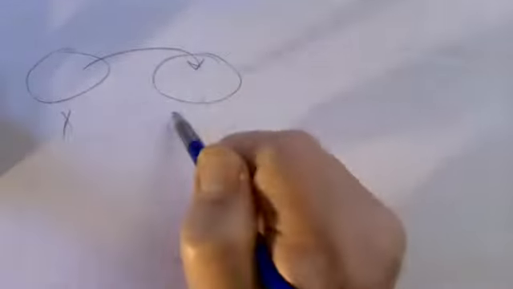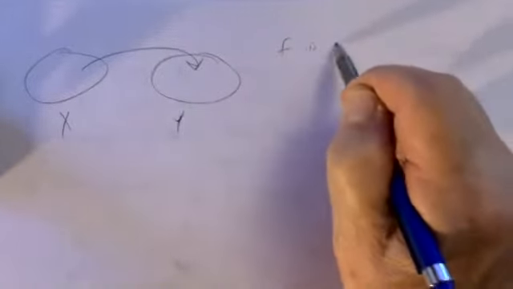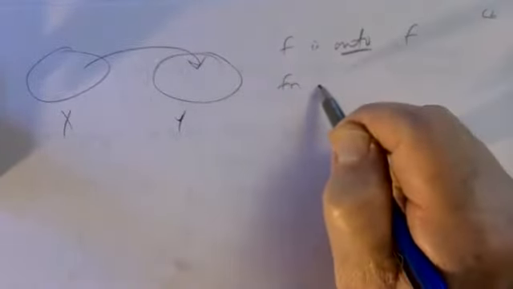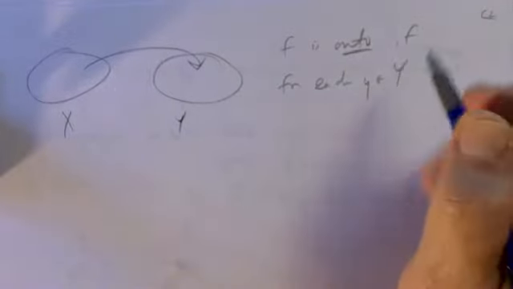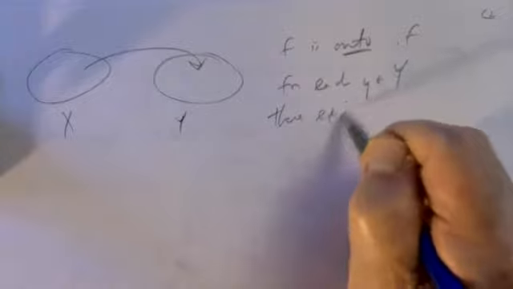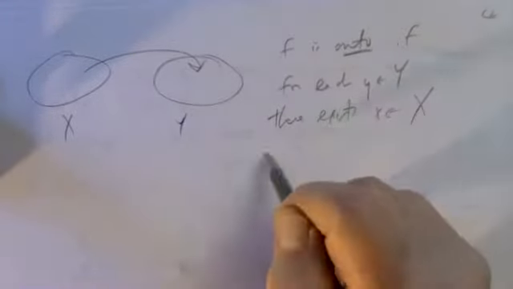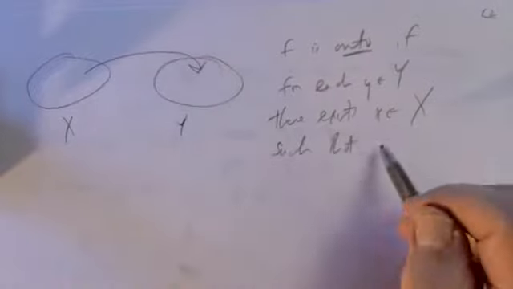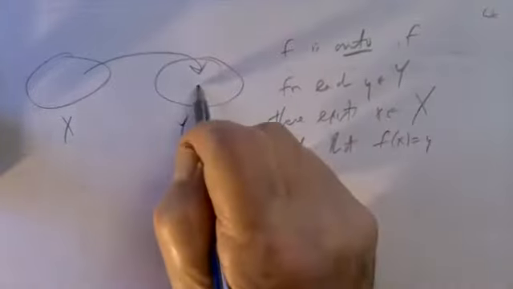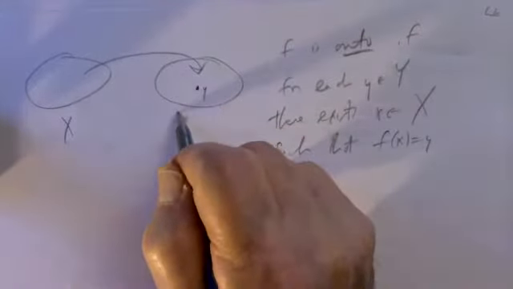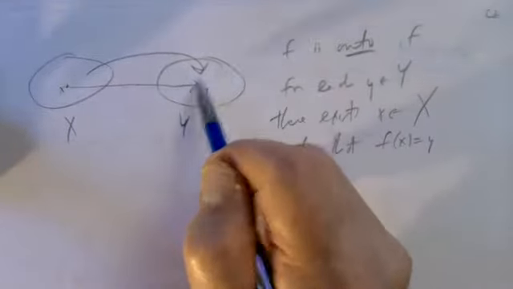And we also have the notion of an onto function from X to Y. So f is onto if for each element y in the set capital Y, there exists an x in X such that x gets mapped to y. F of x is equal to y. So if I start with a point y in the set capital Y, there's always a point x in the set capital X such that f of x is equal to y. That's what it means for a function to be onto.